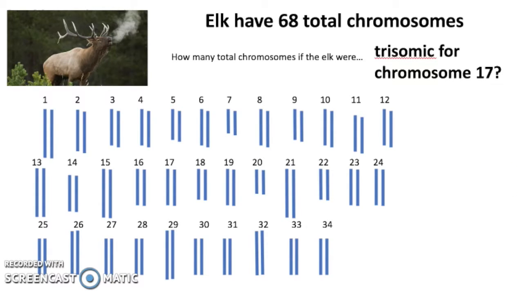Part C asks what would happen if the elk were trisomic for chromosome 17. So now over here, instead of having the 2, we have a third one added on, making it trisomic. And that would mean that we would take 2 times 34 for the total number of chromosomes, getting 68, and then we would add an additional 1 for that third extra 17th chromosome, giving us a total of 69 chromosomes.